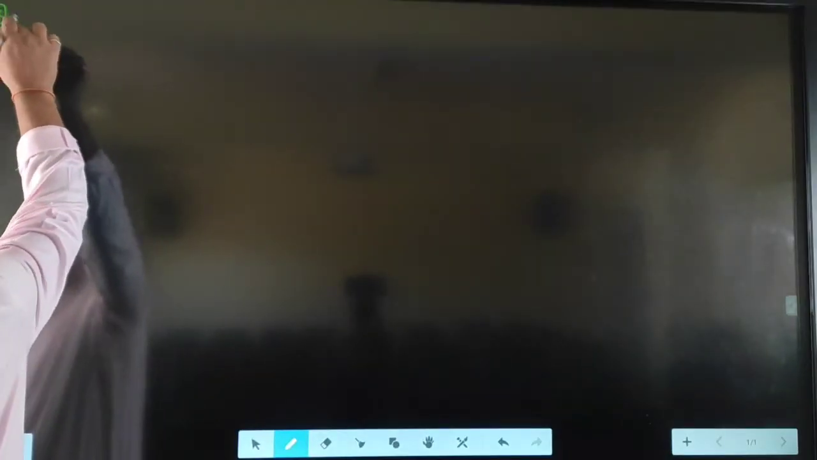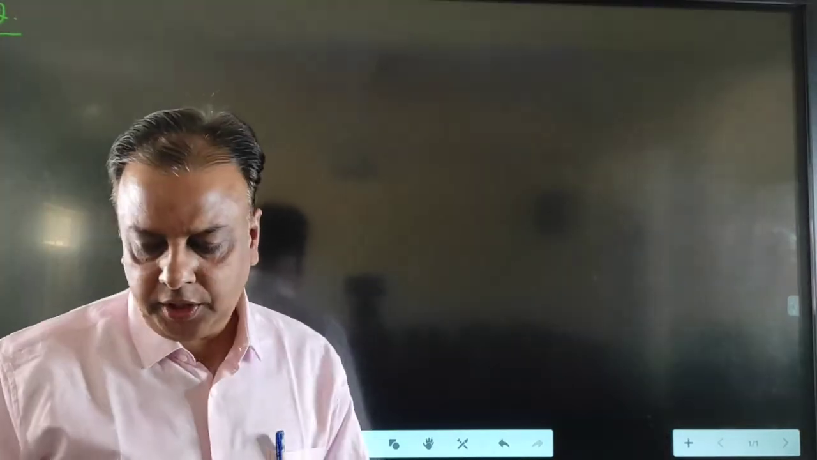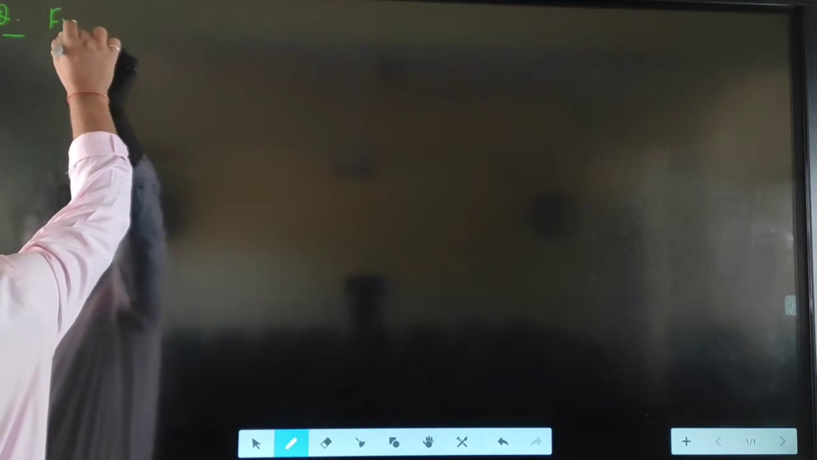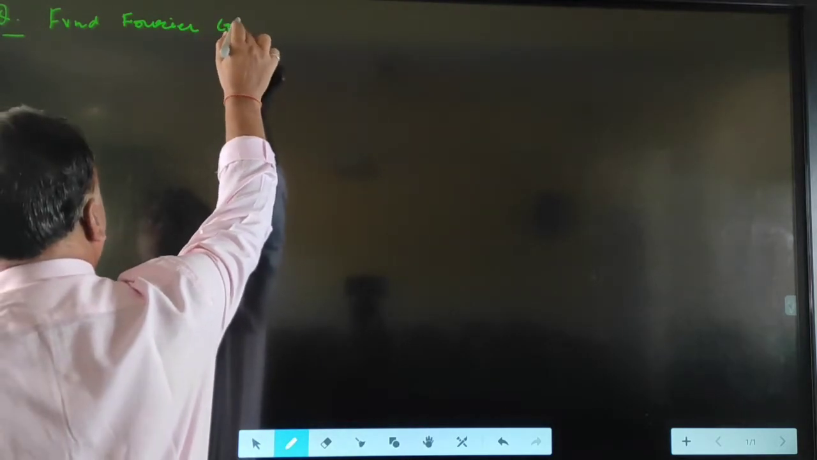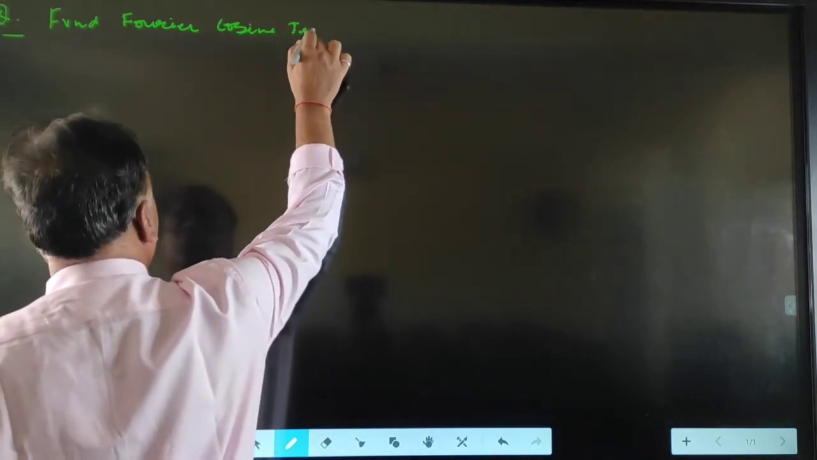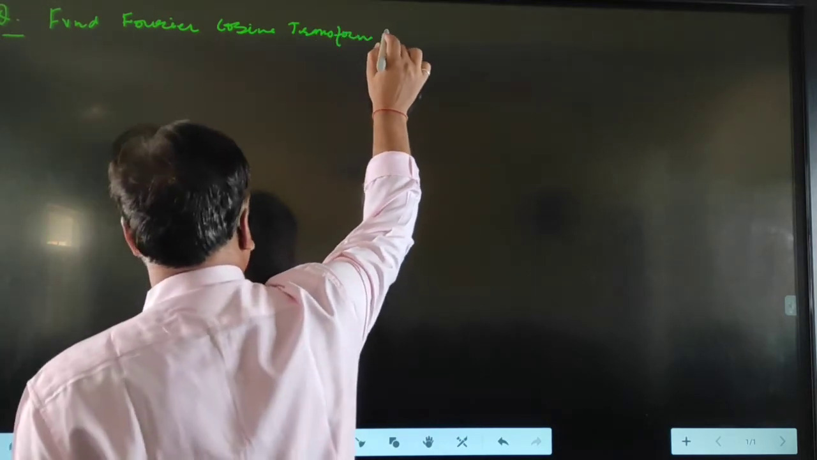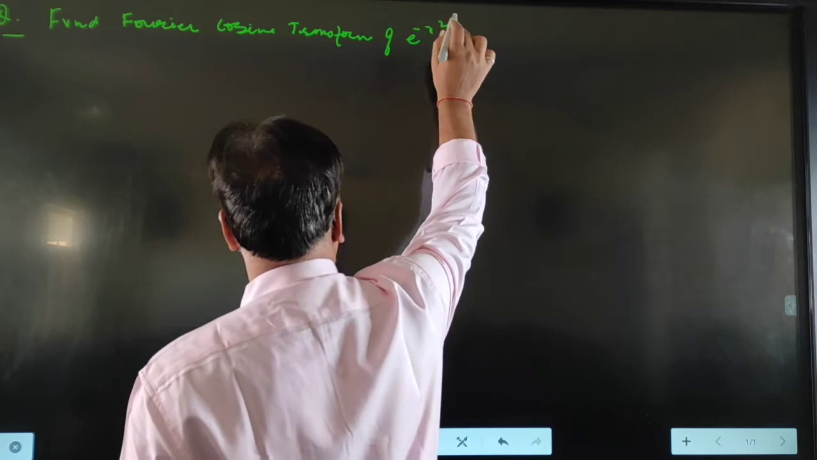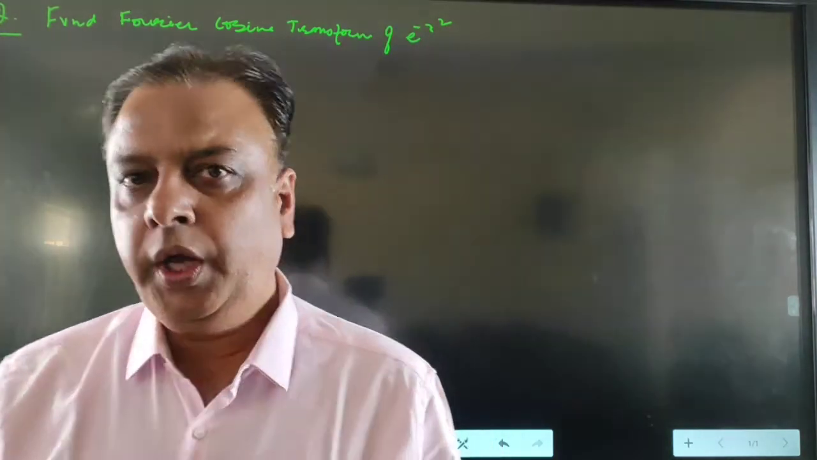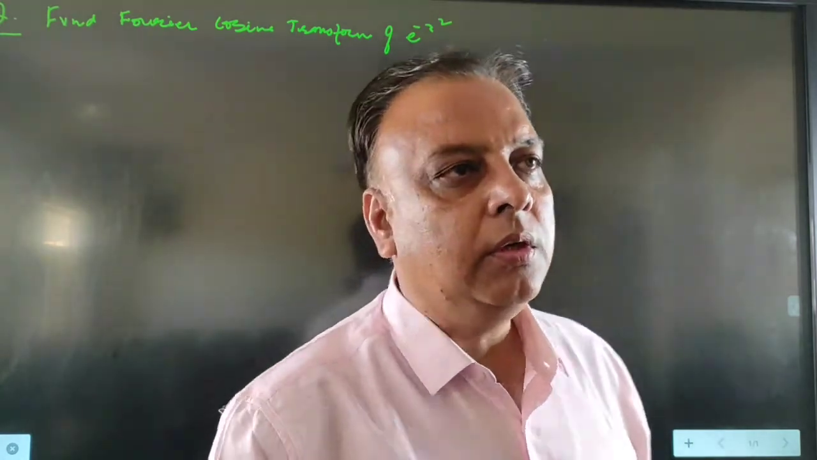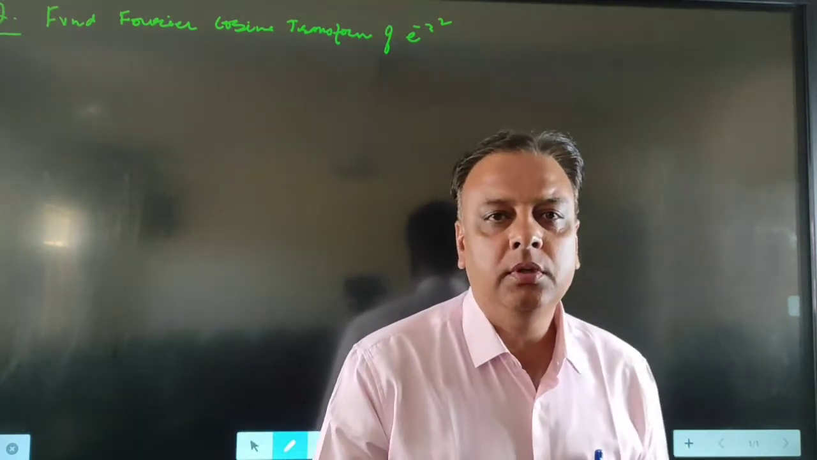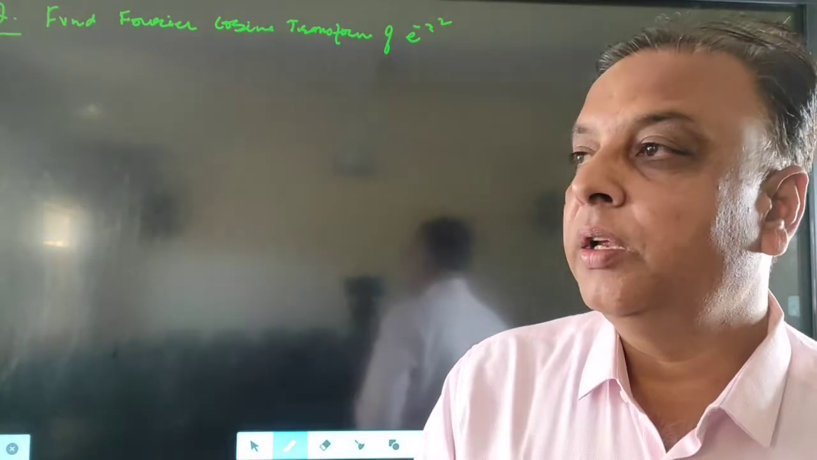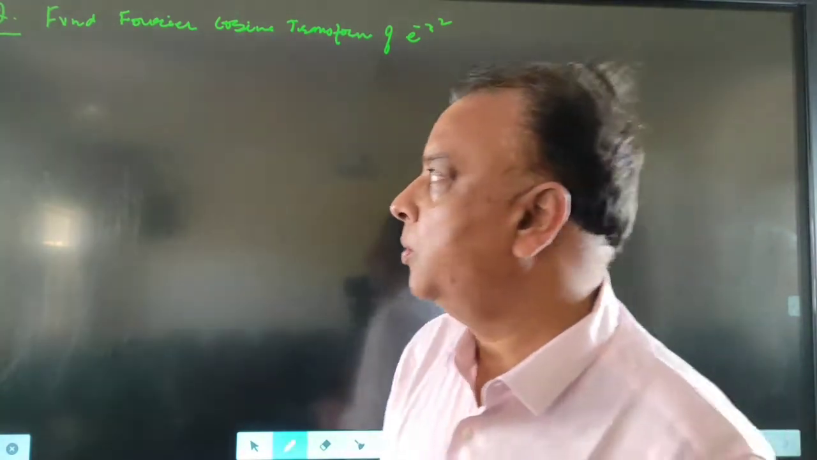Now we have to find the Fourier cosine transform of e raised to minus x square. We have to find the Fourier cosine transformation of a well-known function, e raised to minus x square. To proceed with the problem, we have to use the Fourier transformation or the complex Fourier transformations.